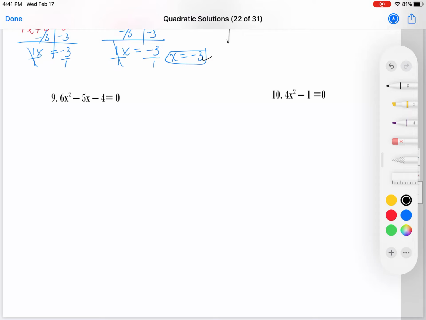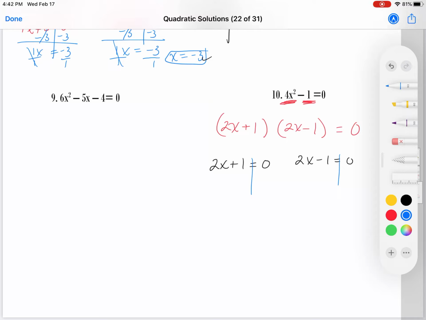Okay, so number 10. So in number 10, what we have here is we need to do something called the difference of 2 squares. So this one is special because both of these numbers are perfect squares. So what number times itself is the number 4? 2 times 2 with an x. What number times itself is a 1? 1 times 1. How do we make a negative? One had to have a plus sign and one had to have a minus sign. So now that leaves me with 2x plus 1 equals 0 and 2x minus 1 equals 0. So these are my 2 equations.